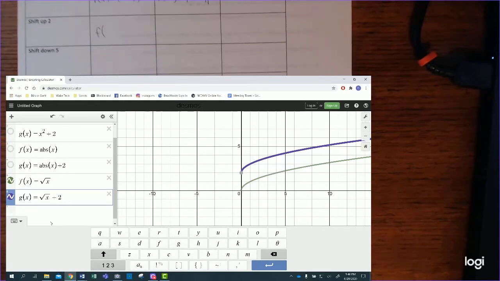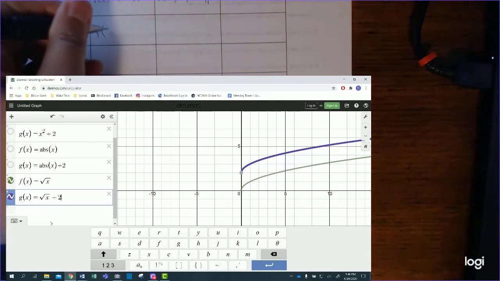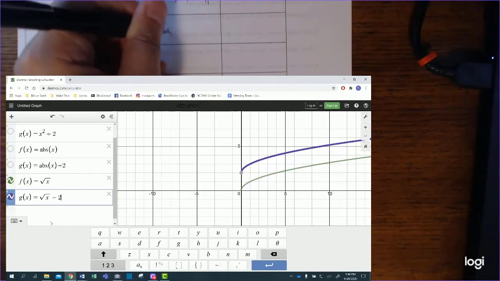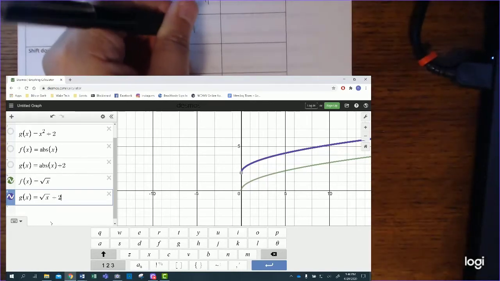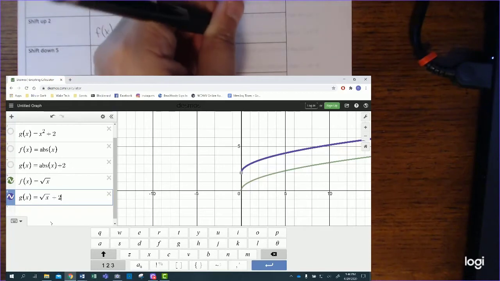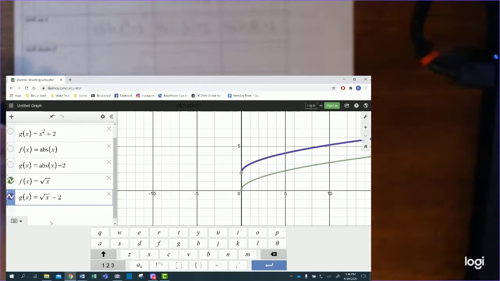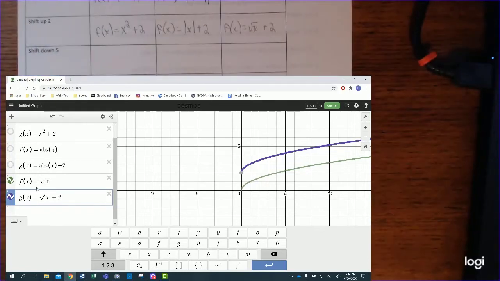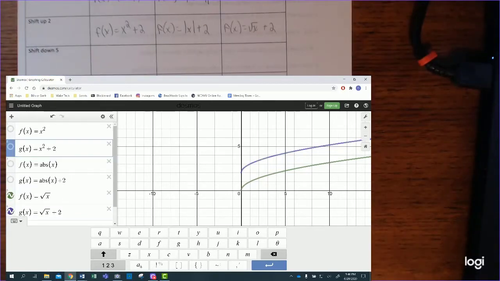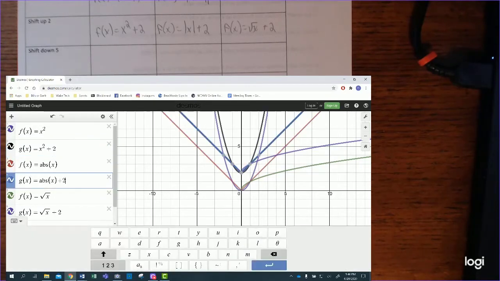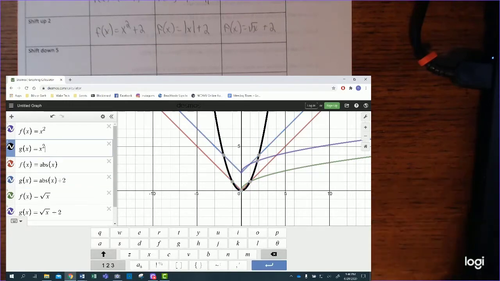Go ahead and think about what you'd have to do to shift down 5. Okay, so hopefully you know it's outside the function. You're going to subtract 5. The y's play nice.